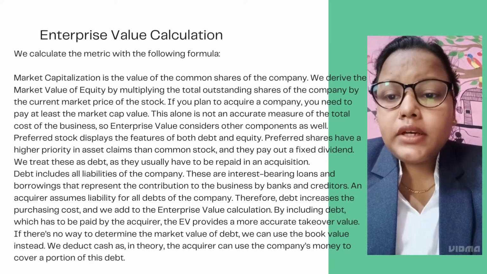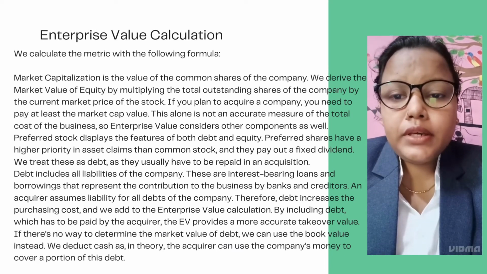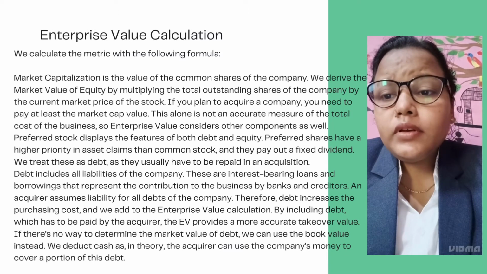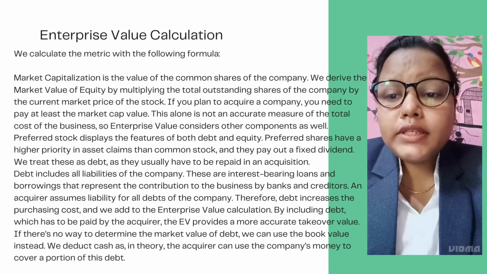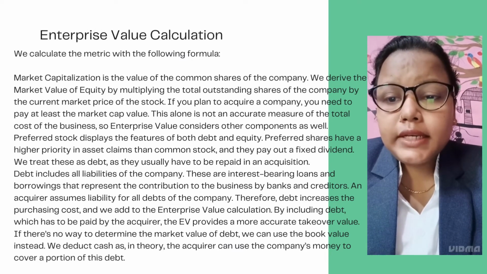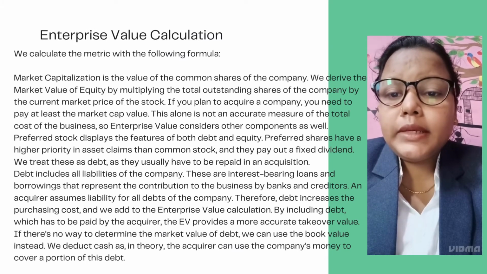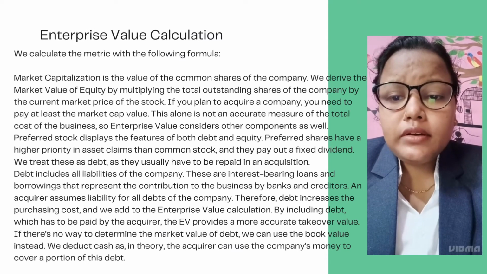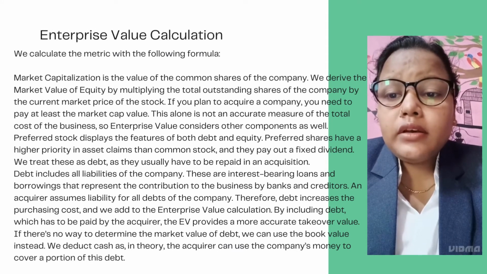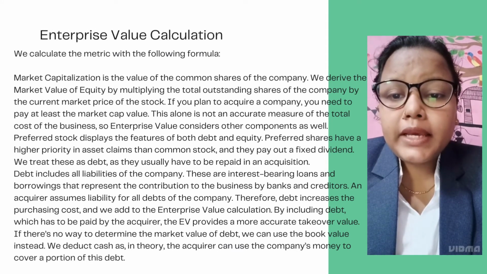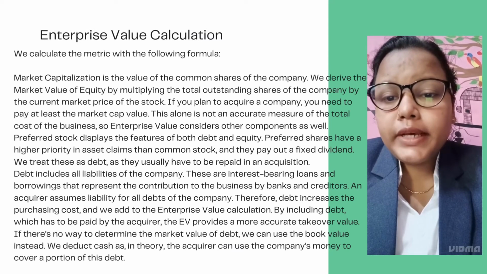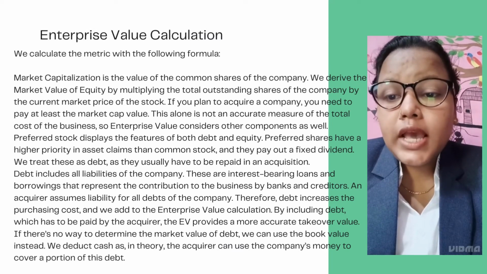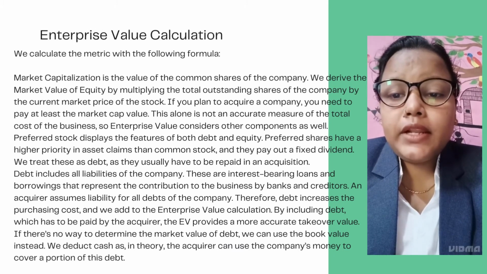Preferred stock displays the features of both debt and equity. Preferred shares have a higher priority in asset claims than common stock, and they pay a fixed dividend. We treat this as debt as they usually have to be repaid in an acquisition. Debt includes all liabilities of the company. These are interest bearing loans and borrowings that represent the contribution to the company by the banks and the creditors. An acquirer assumes liability for all debts of the company. Therefore, debt increases the purchasing cost, and we add it to the enterprise value calculation.